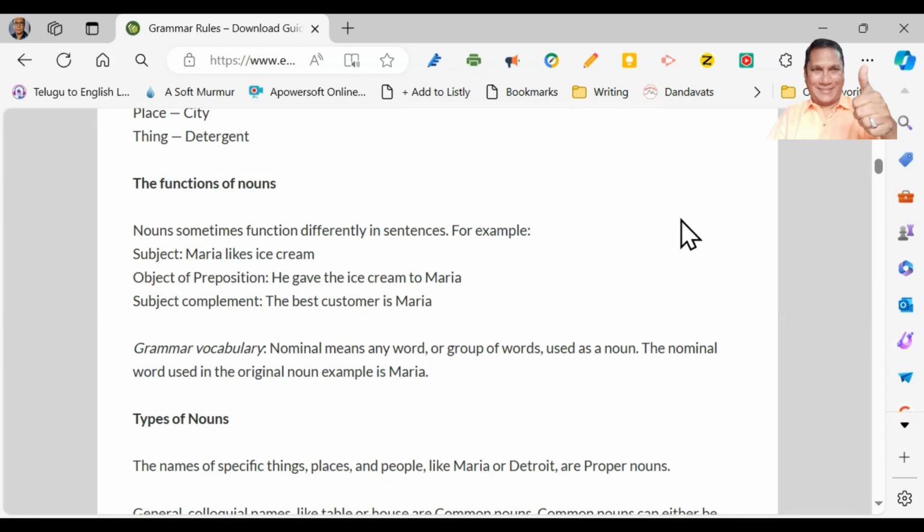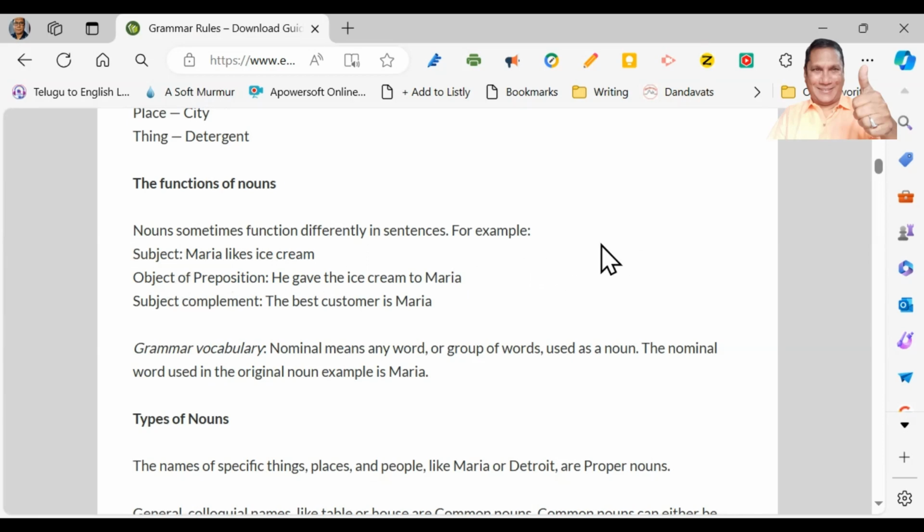Again, what is a subject? You remember sentence. What is a sentence? A sentence is a group of words that convey a complete meaning, isn't it? Now here, these are a group of words, and every sentence has a subject and a predicate. We'll come to it later, very soon. So nouns will be subjects. So, Maria likes ice cream.